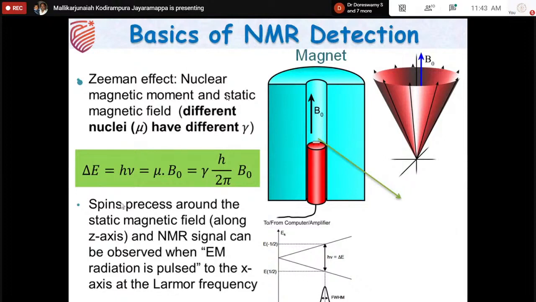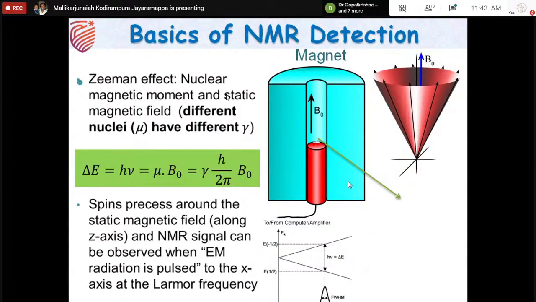And here, whenever we have two energy levels, and we shine electromagnetic radiation of the right energy or frequency, then the spin precesses around the static magnetic field along the z-axis, and the NMR signal can be observed when electromagnetic radiation is pulsed along the x-axis at the Larmor frequency. Why did we use these technical terms? For simple reasons. This transition we can observe continuously or in a pulsed manner. We are not getting into details of those particular techniques.